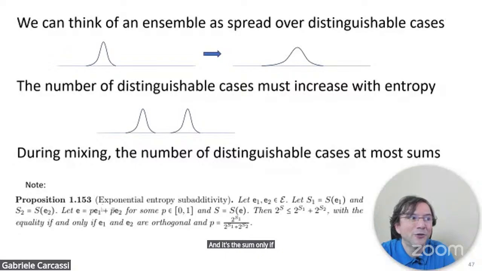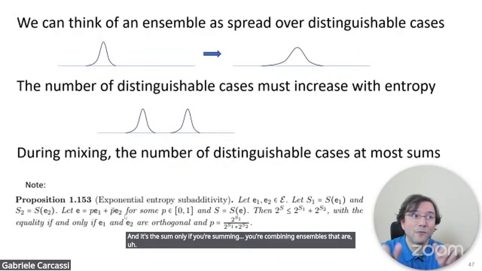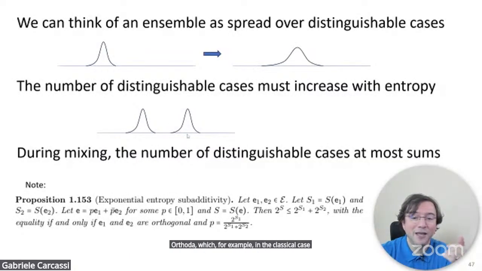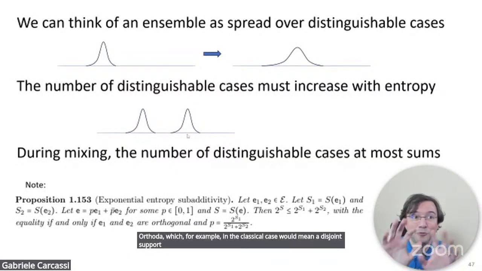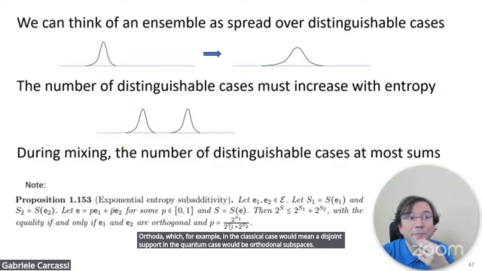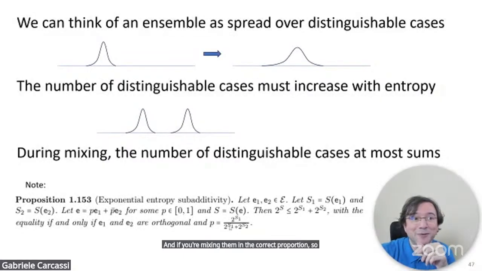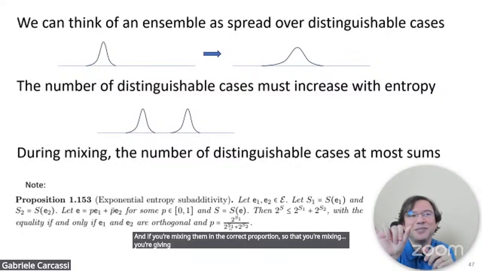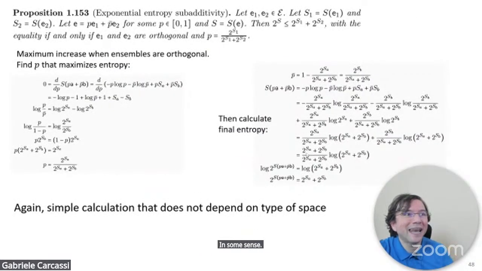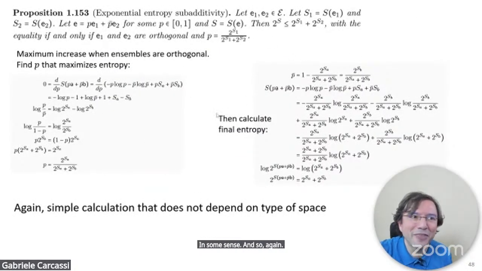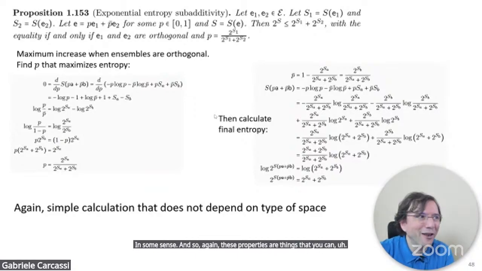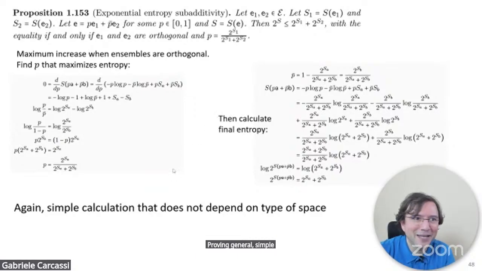you're combining ensembles that are orthogonal, which, for example, in the classical case would mean disjoint support. In the quantum case it would be orthogonal subspaces. And if you're mixing them in the correct proportion, so that you're giving a higher weight to the one that is bigger in some sense. And so again, these properties are things that you can prove in general. It's a simple calculation on any type of space, which means these are truly general things.